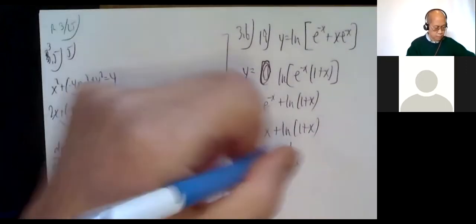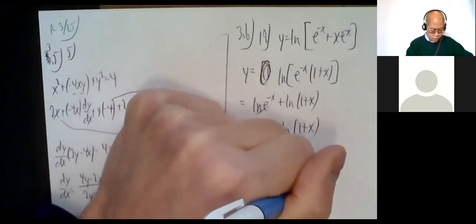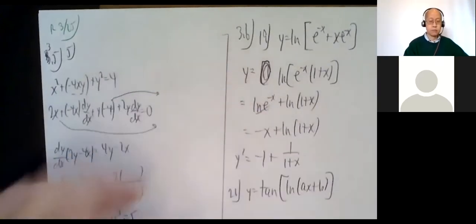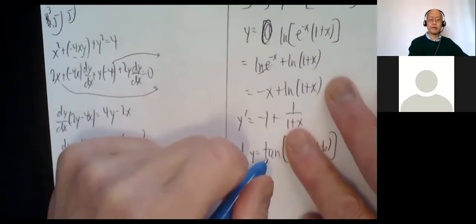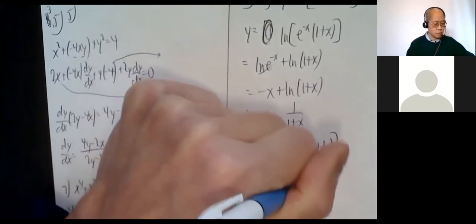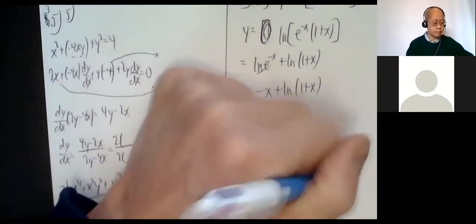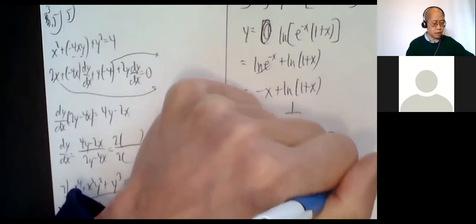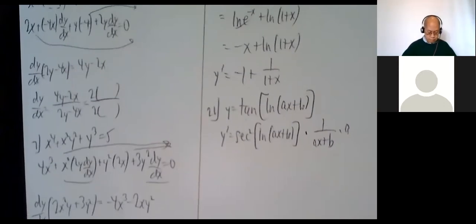21. Y equals tangent ln ax plus b. So chain rule, chain rule, chain rule. Derivative of tangent of something is secant squared of that. Okay, so I'm done with that. Now I differentiate ln of something. So it's 1 over ax plus b times derivative of ax plus b, which is a.